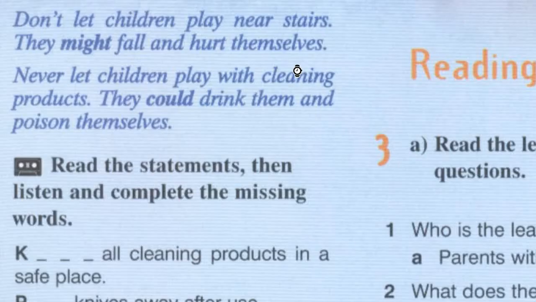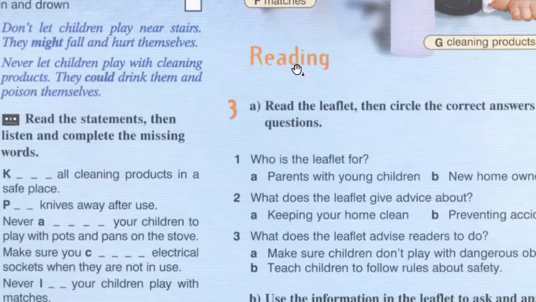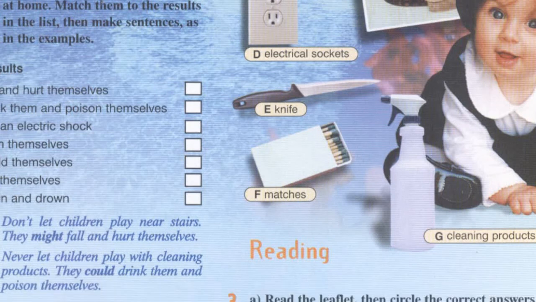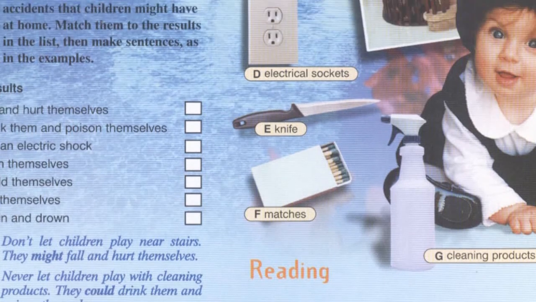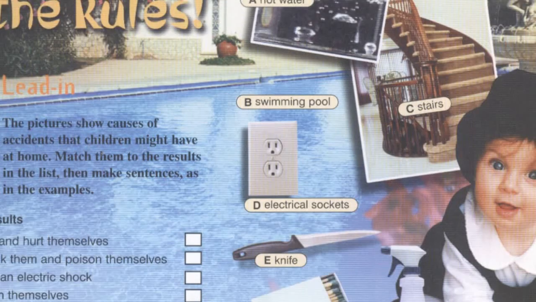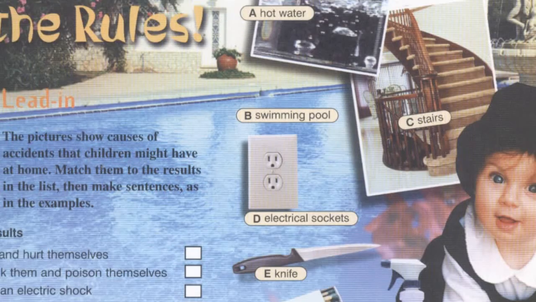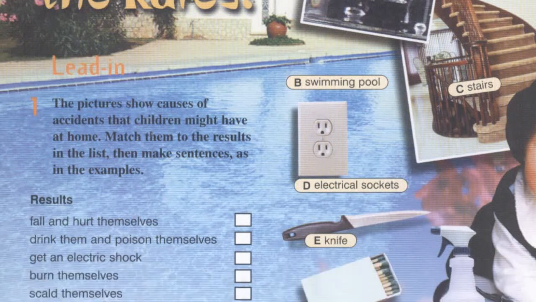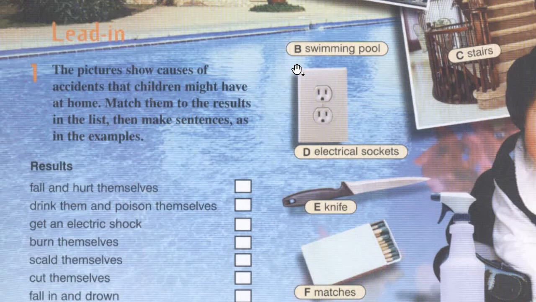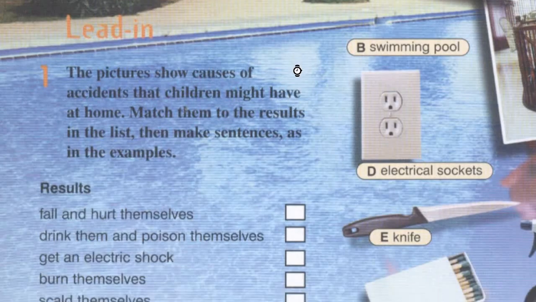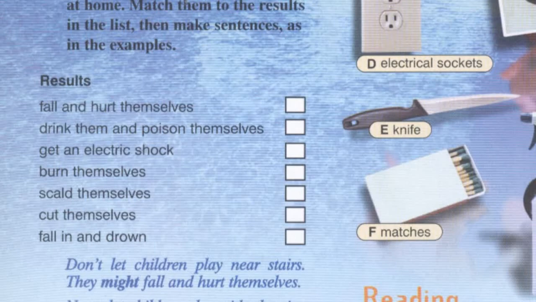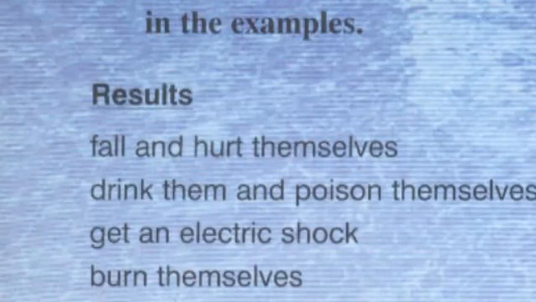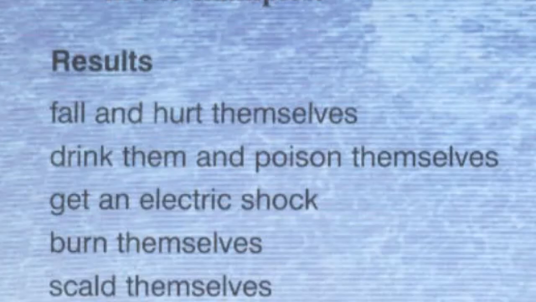Okay, for these two, you can see easily from the picture that, for example, stairs are C and G is for the cleaning material. So we don't want to waste time here and we don't want to spend too much. We just try to spare the time. Here, the important thing is to be able to form sentences out of these expressions. Look at a few of them and let's try to practice together.